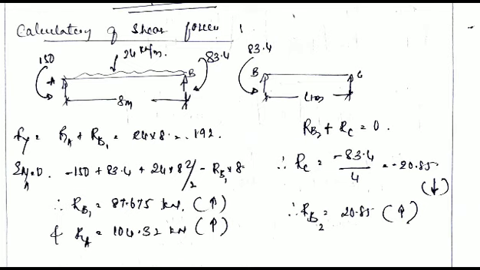So finding the reactions, taking the summation of vertical forces for AB equals 0. That is, reaction at A plus reaction at B equals the vertical downward load, which is 24 into 8, equal to 192. That is RA plus RB equals 192.